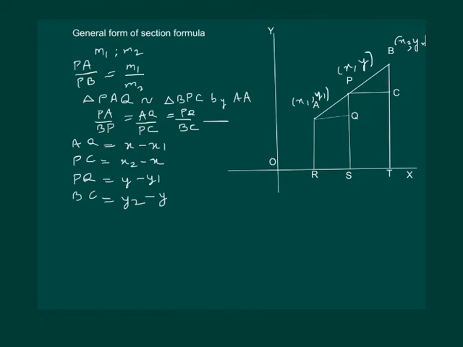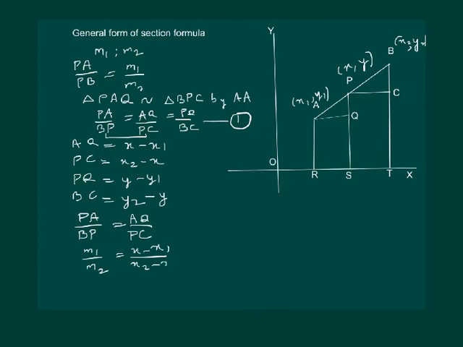Now, from the ratio equation, taking 2 at a time, we know PA by BP is M1 by M2. Using this, we can find the value of x and y. We start with the first two. PA by BP is M1 by M2. AQ is x minus x1. PC is x2 minus x. Let us solve this further.